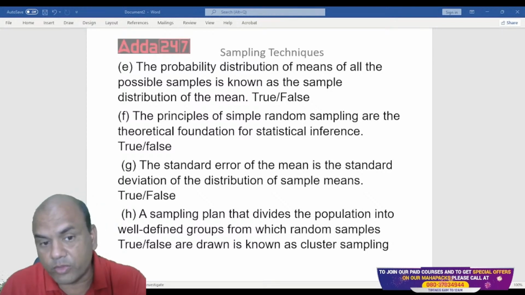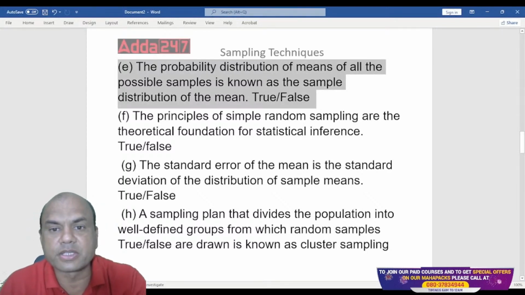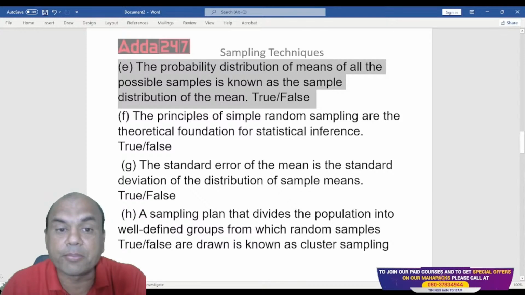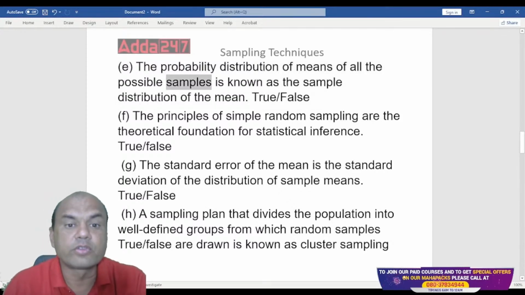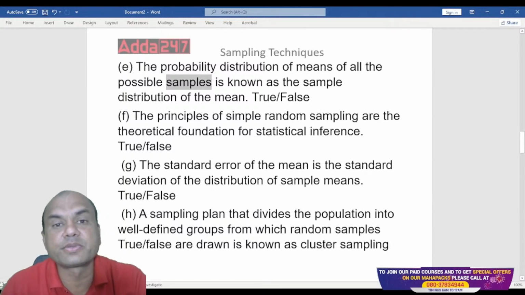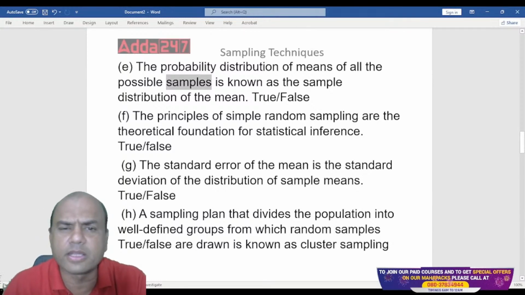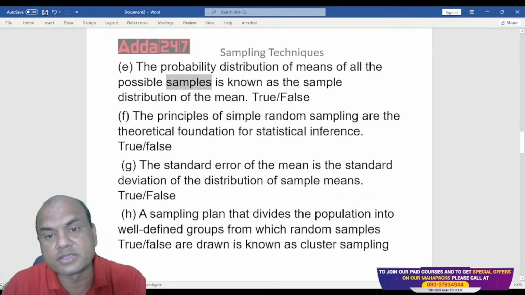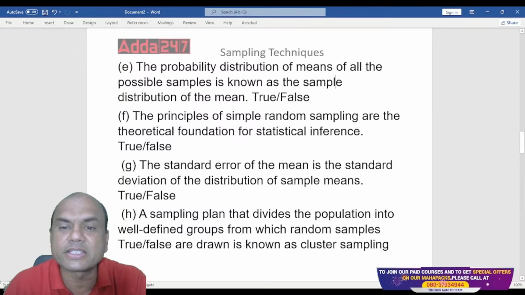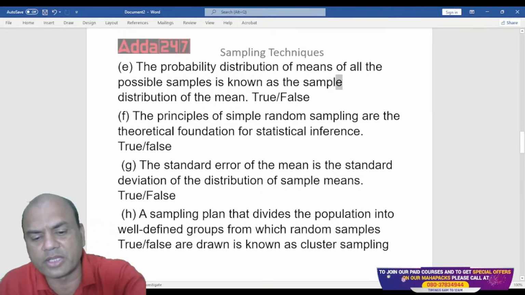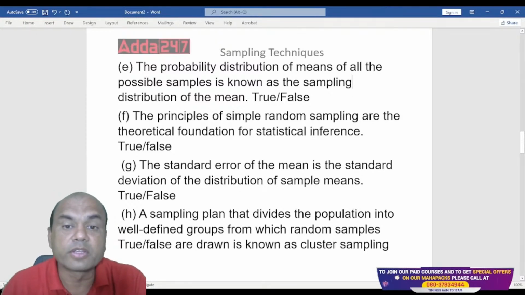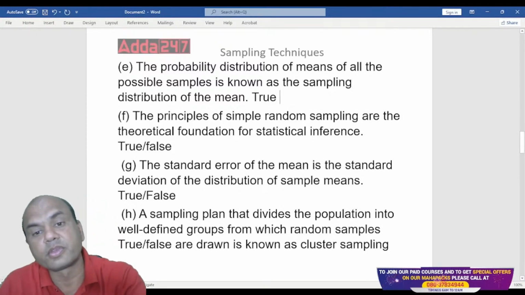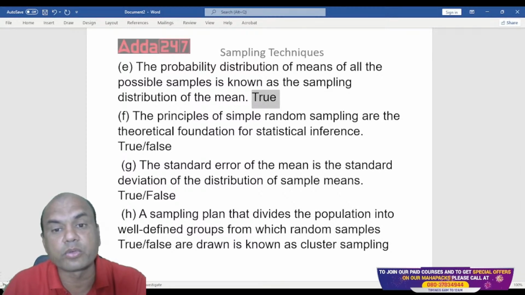What are we talking of here? Probability distribution of the means of the samples. So we are focusing on the word samples. Whenever we are doing the probability distribution of any mean, mode or median for the samples, it is known as sampling distribution. That is the right word actually, sampling. But in the exam they might give you sample also. So this answer is again true.